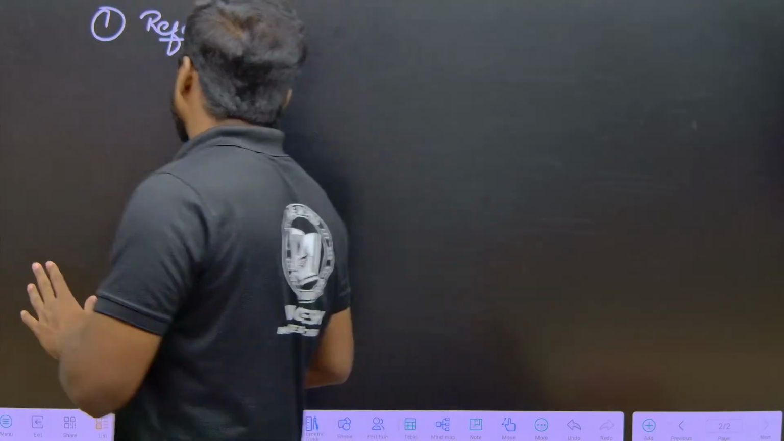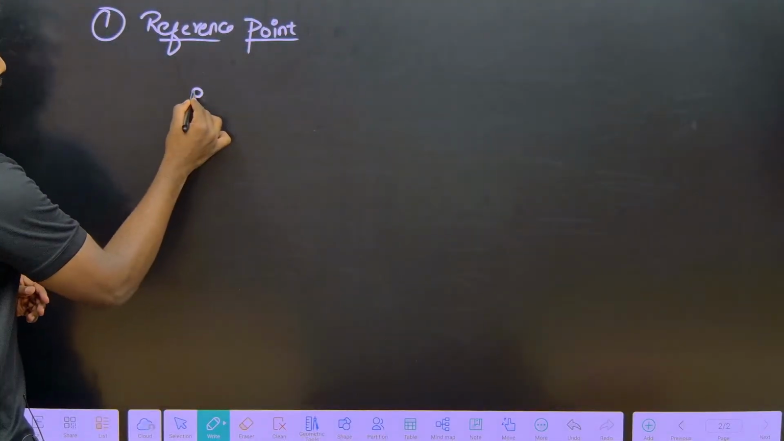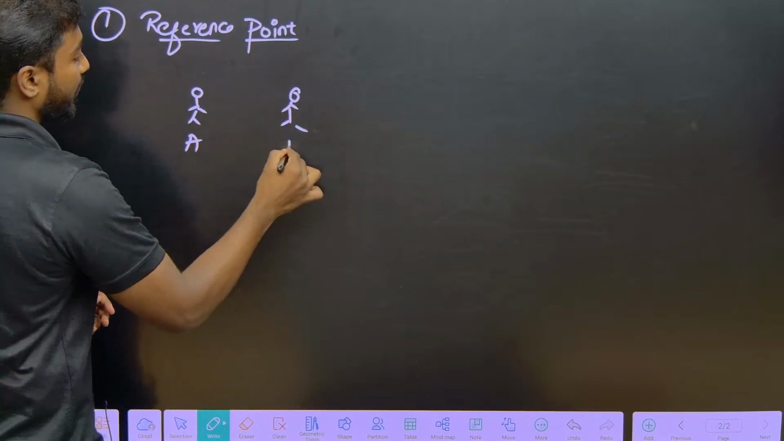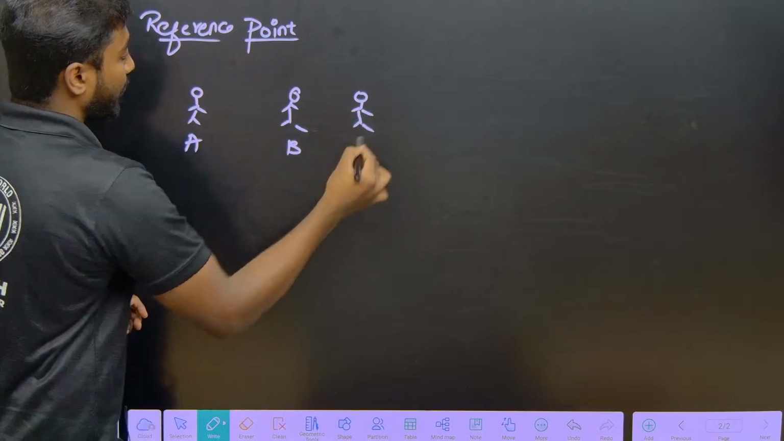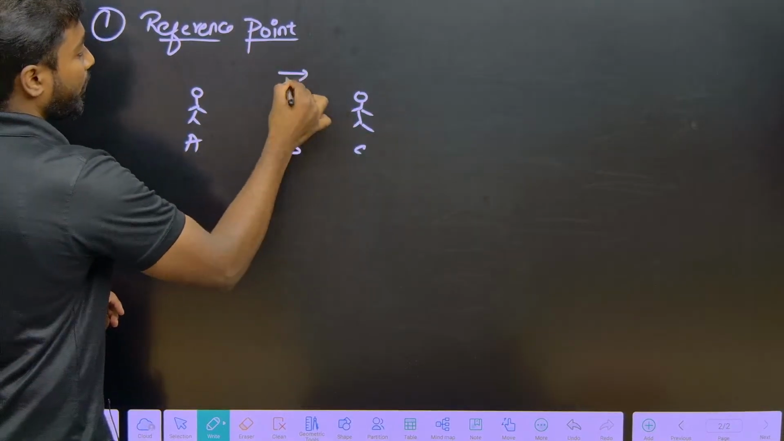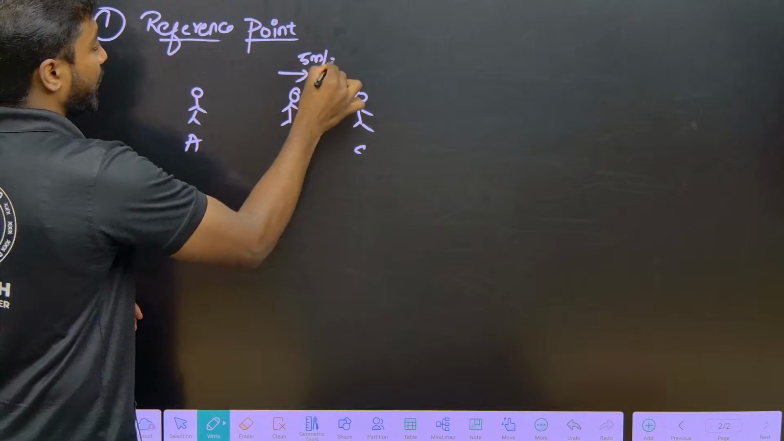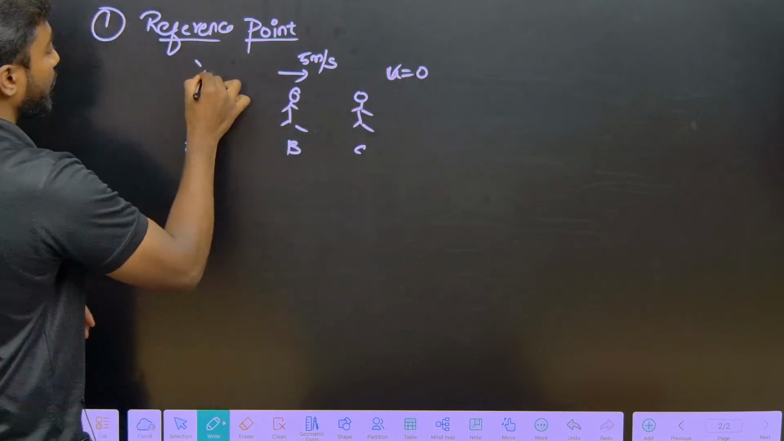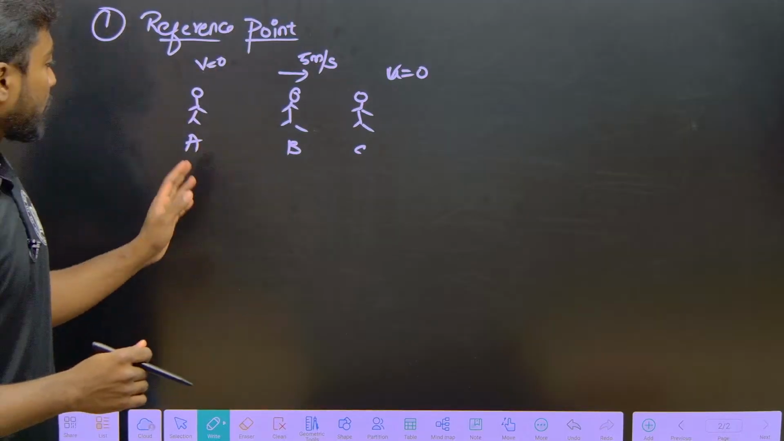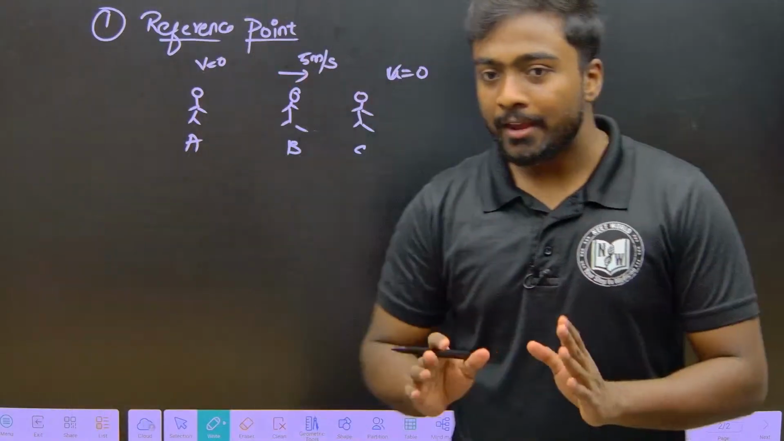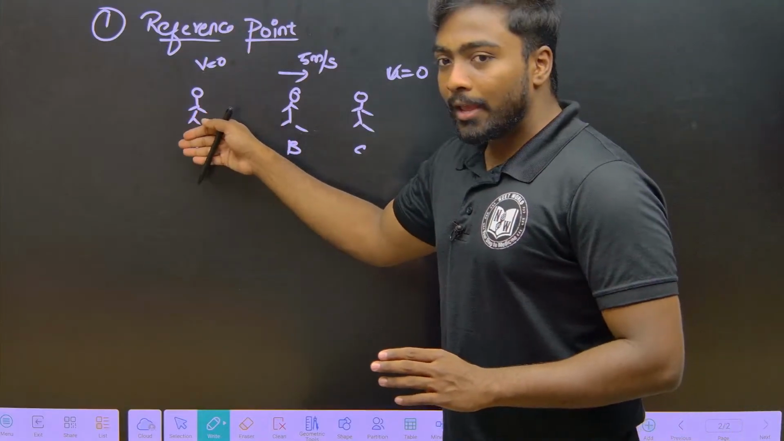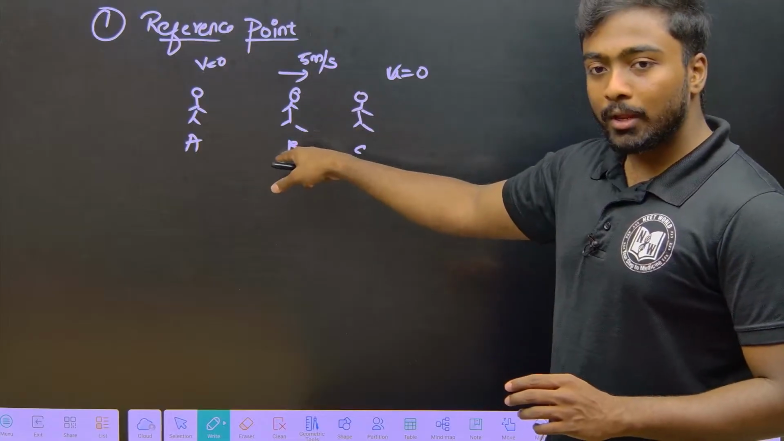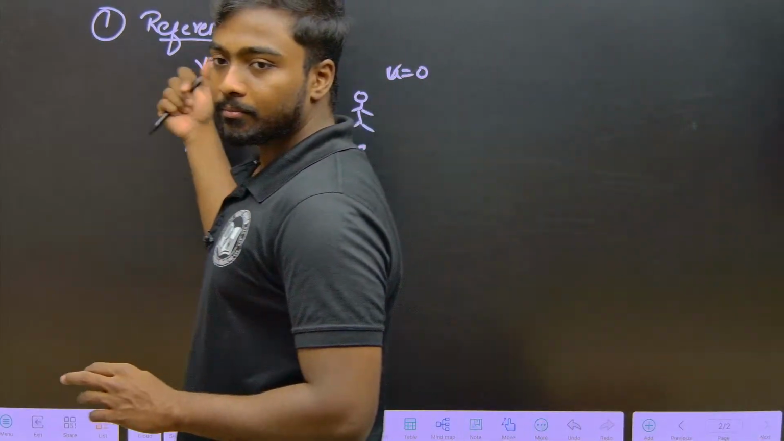Let me take an example here. A person is there, B person is there, and C person is there. B is moving with velocity 5 meter per second, and these are at rest, V equals 0, V equals 0. Suppose I talk about A and B only. With respect to A, B is moving. With respect to C, B is moving. But with respect to A, C is at rest.